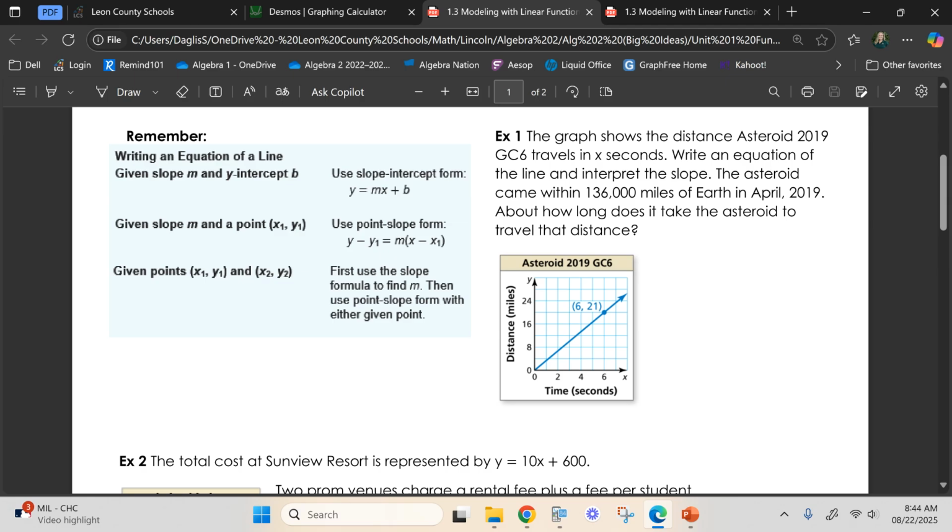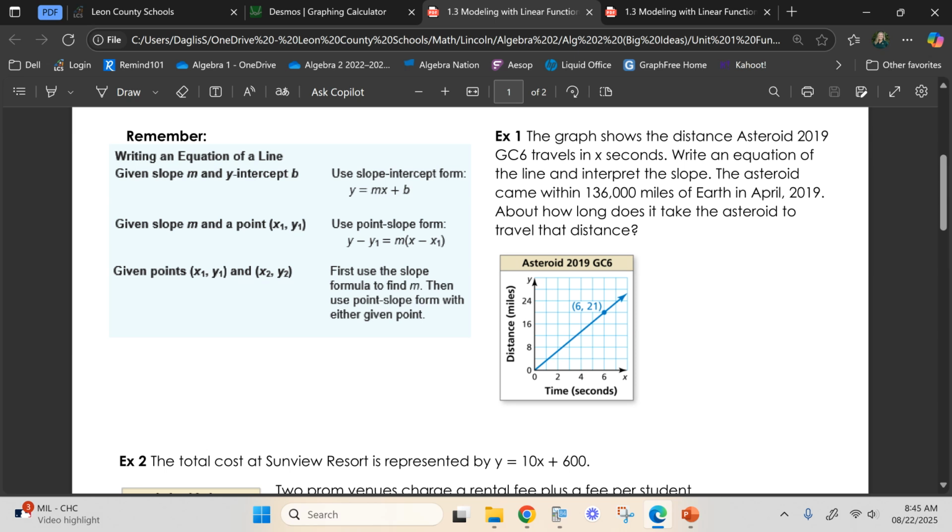You ready? So example 1, okay? So our first 2 examples are very Algebra 1 review. So let's just get us back in that mindset. Number 1, the graph shows the distance asteroid 2019 GC6 travels in x seconds. Write an equation of the line and interpret the slope. Okay, I'm going to stop right there and answer that question.